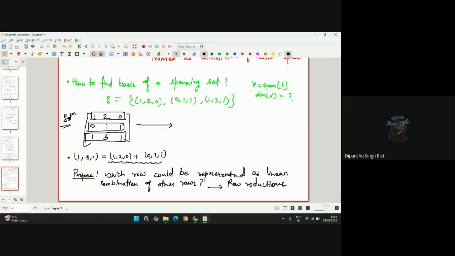That's why when we want to find a basis corresponding to a spanning set, we should put them as rows, and now we perform the row reductions. One of the row reductions we are going to perform is R3 minus R1 minus R2 minus R1, that is, from R3 you are subtracting both R2 and R1. That will make this row 0. And now you see this is in REF form.